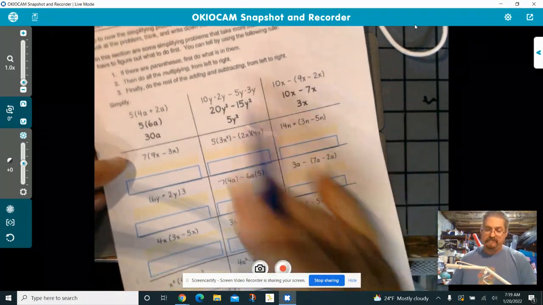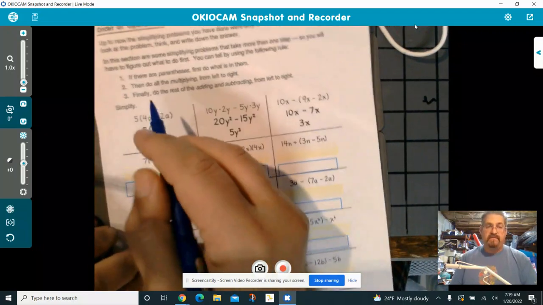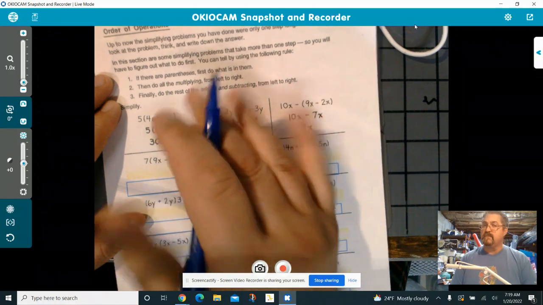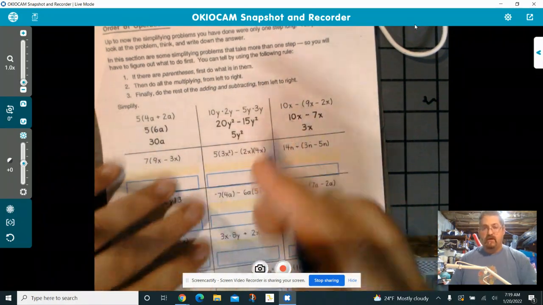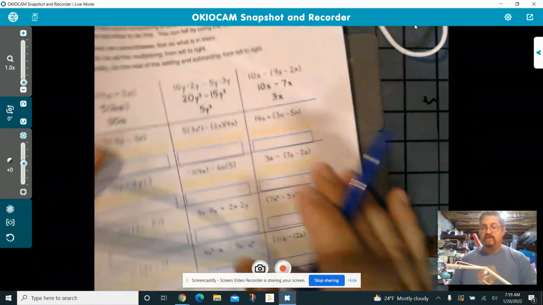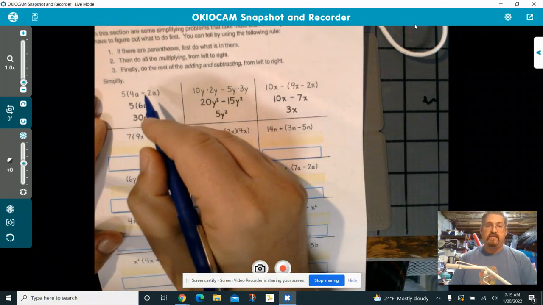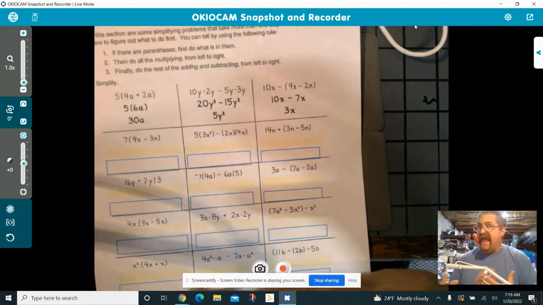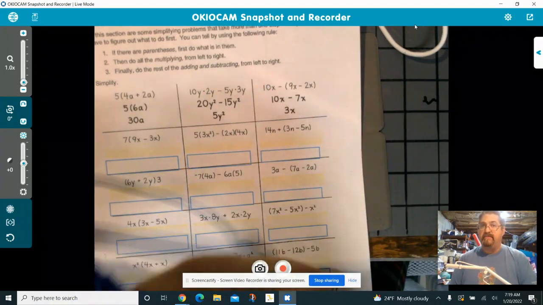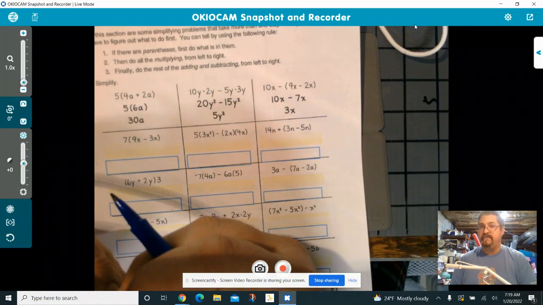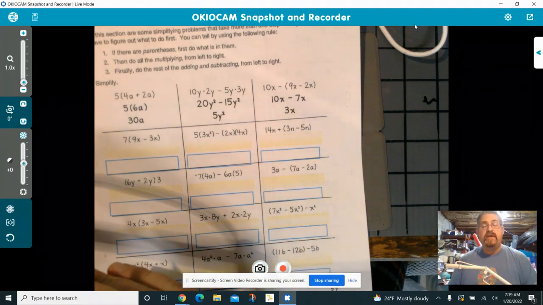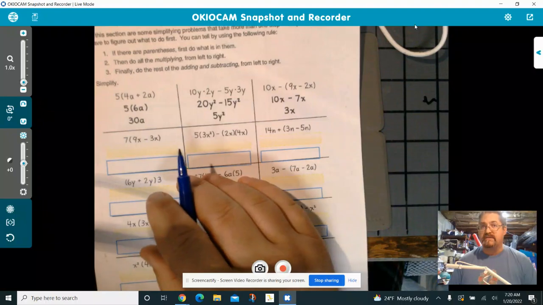Okay, here we go. So we have 5 parentheses, 4A plus 2A. Okay, parentheses are what has to come first. So we do what's in the parentheses first. 4A plus 2A. They have the same last name. They're both A numbers, right? So we can combine them. 4 plus 2 is 6, right? Okay. Now when we multiply, we can multiply across numbers.